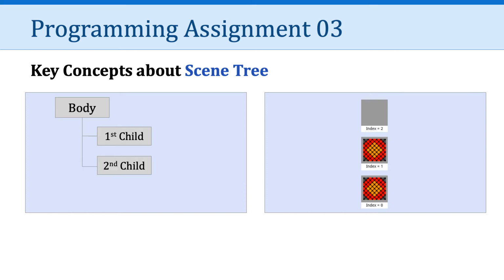Now, if I add a second child, we see another pattern show up in the viewport. And even though there are 2 children, the index of the last child added is 1. Very important concept.